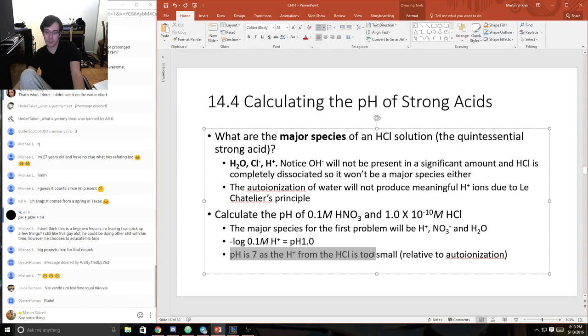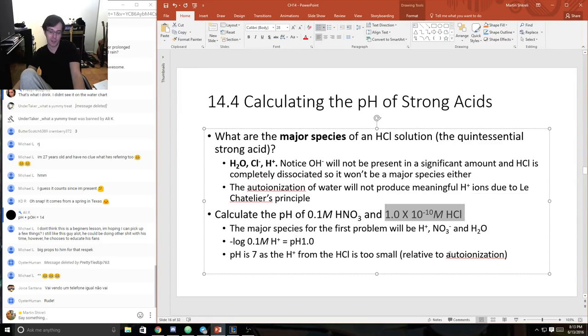The pH, interestingly here, is 7 for the second problem, because the H plus from HCl is too small relative to the autoionization. If you do that math, what you'll see is that the autoionization is actually going to be producing more protons than this small amount of hydrochloric acid.